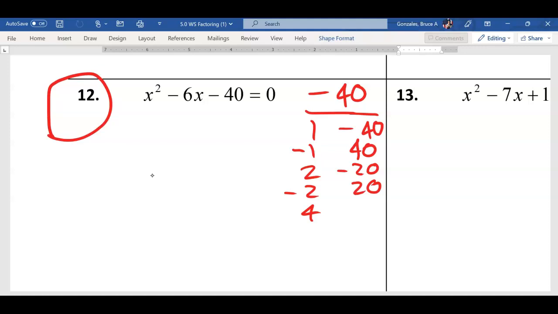4 times. And it'll have to be negative. Okay. And then -4 times 10. Last one we can do is 5. 5 times what? -8. And -5 times +8. Okay, we did all of them. Which one of these options is going to add up to make the middle term -6?